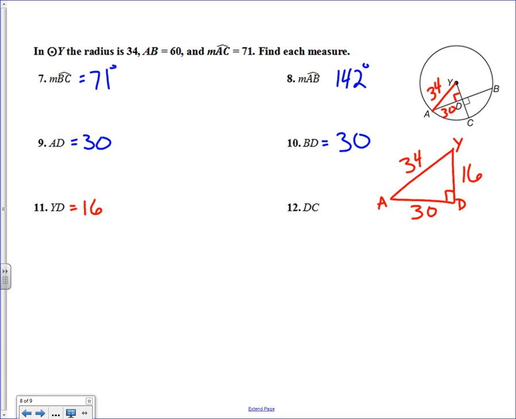Instead, if YD is 16, let's just extend our line here, right? If it's 16, and we know the distance here is 34, what would the last part have to be? Well, it has to be 18, because 18 plus 16 is 34, right? So this has to be 18, 16. That gives us our radius of 34 like we had in the directions.